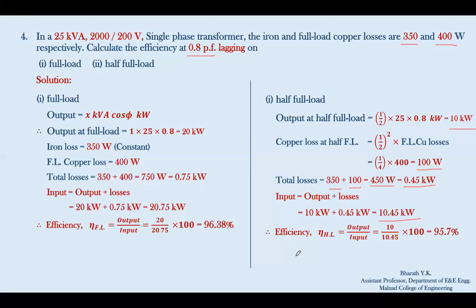Finally, the efficiency at half load is given by output by input, which is equal to 10 kilowatts divided by 10.45 kilowatts. This gives us an efficiency of 95.7%.